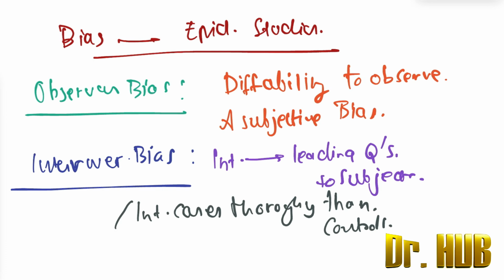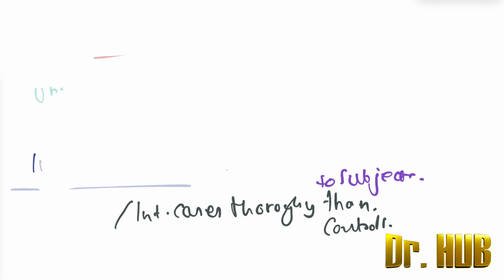So what is the method to reduce this? How do you reduce the interviewer bias? The answer is by double blinding. By double blinding, you can reduce the interviewer bias.